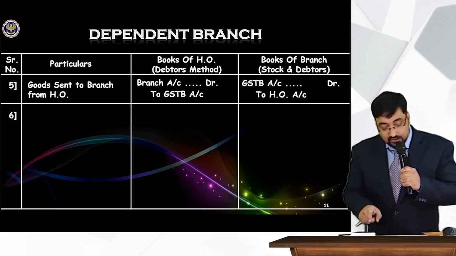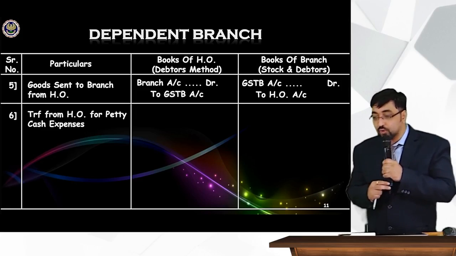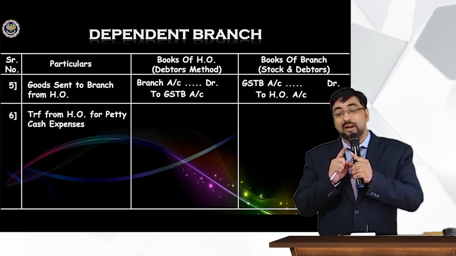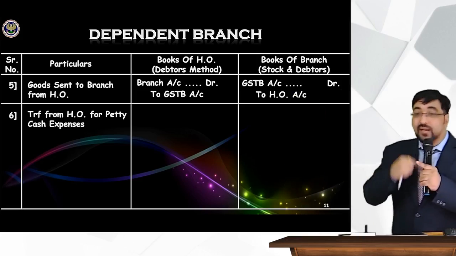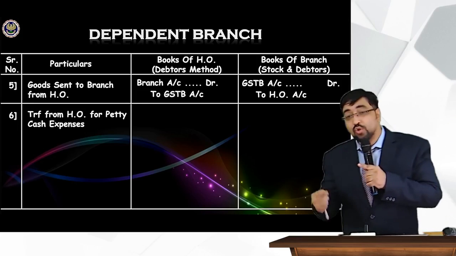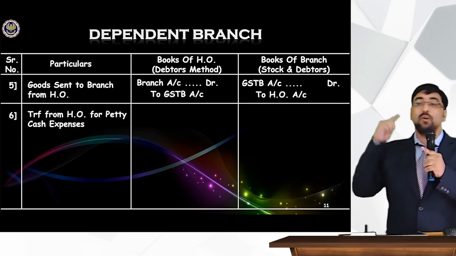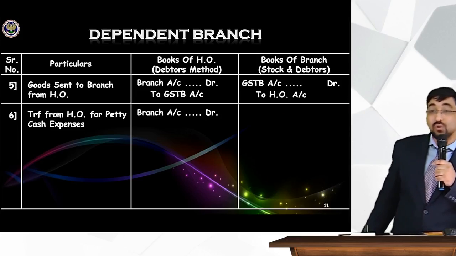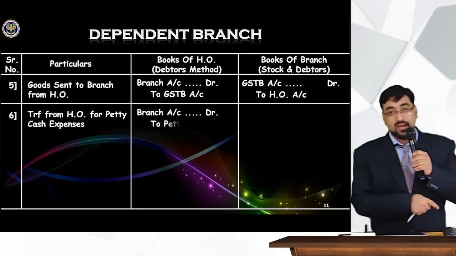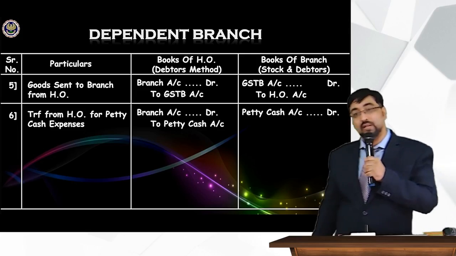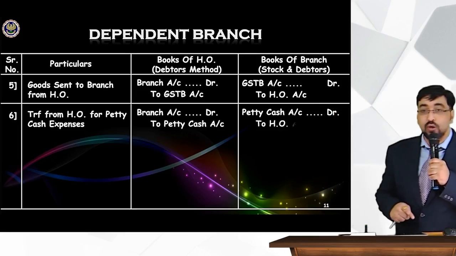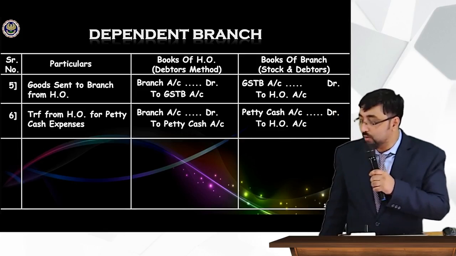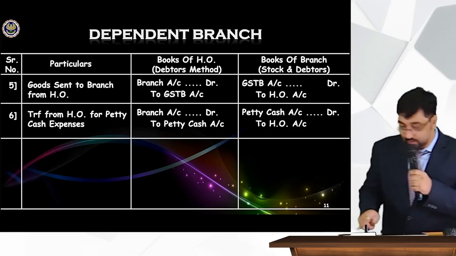Next entry will be transfer from HO for petty cash expenses. Remember, this is again inter-unit transaction, number 3. Here petty cash is transferred from HO to branch. So petty cash goes out for HO and petty cash comes in for branch. So HO will pass entry branch account debit to cash, and branch will pass entry petty cash account debit to head office account. I hope you are clear with all these concepts.